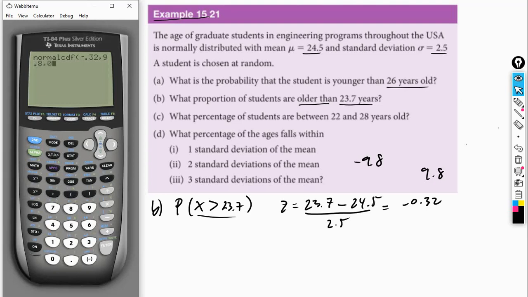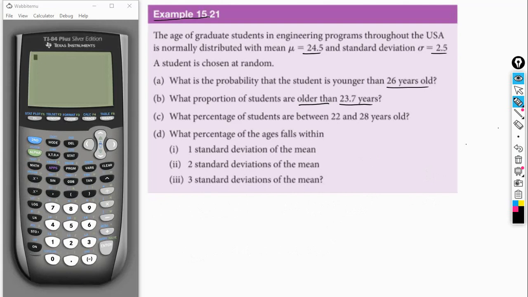Then 0 for the mean, and 1 for the standard deviation. And there we are. So that means, in terms of z, the probability that z is greater than negative 0.32 is going to be 0.6255 or 62.55%. So now let's do part C.